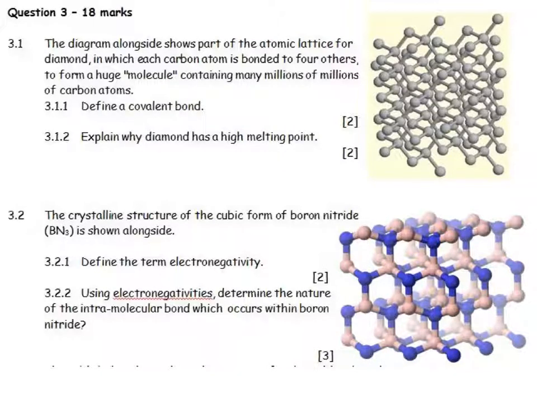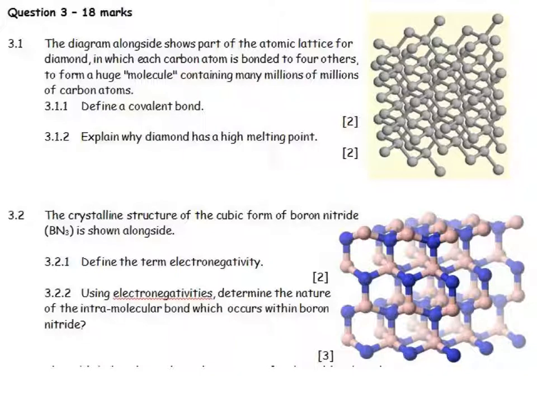3.2.1, we've got a crystalline structure of boron nitride. So if you take a look, boron, 3 nitrogens, boron, 3 nitrogens, boron, 3 nitrogens, kind of thing. And define the term electronegativity. Again, it is a definition that needs to be learned. It is the tendency of an atom to attract a shared electron pair within a bond.